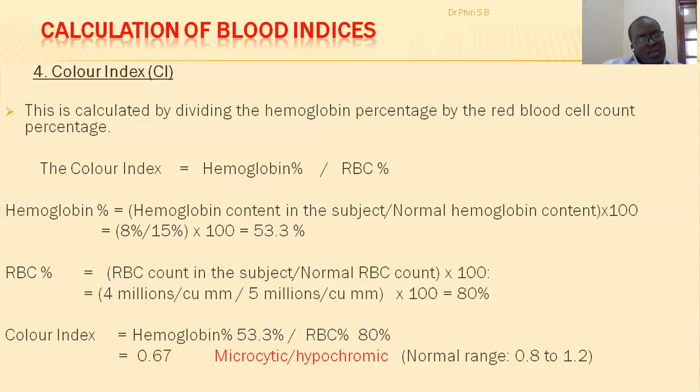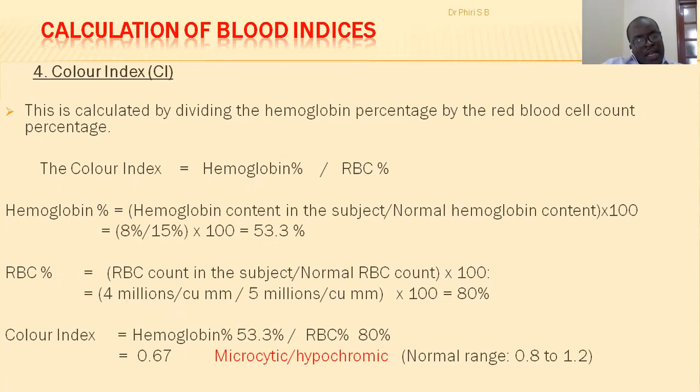Then you also need to calculate your red cell percentage. Your red cell percentage is calculated as the red cell count in the subject or patient divided by the normal red cell count, multiplied by 100. In this case, we're given 4 million cells per cubic millimeter. So 4 million divided by that of the normal person, 5 million on average. So 4 divided by 5 times 100 gives you 80%. So you have your hemoglobin percentage, and then you have your red cell percentage.